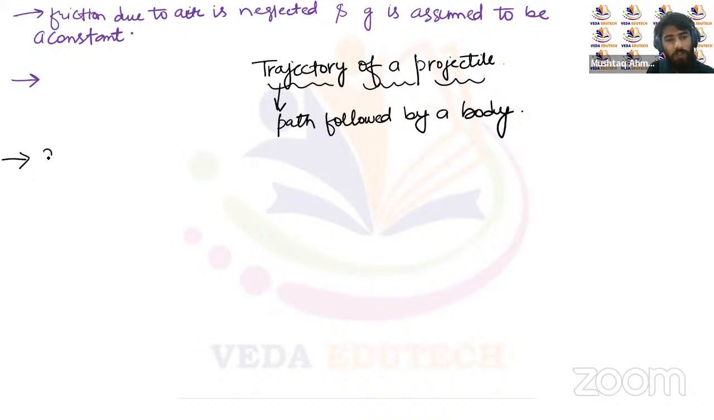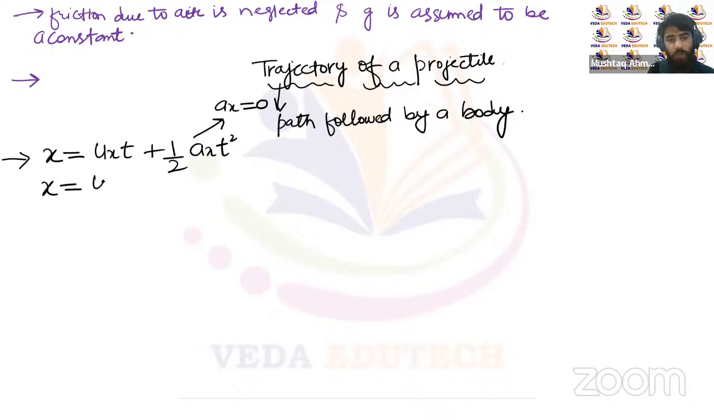We know that the horizontal position, or x coordinate, of this projectile at any time t is given by x = uxt + half axt square, right? Where ax is equal to 0, so this term will vanish. We'll be left with x = u cos theta t, or we can write t as x upon u cos theta.